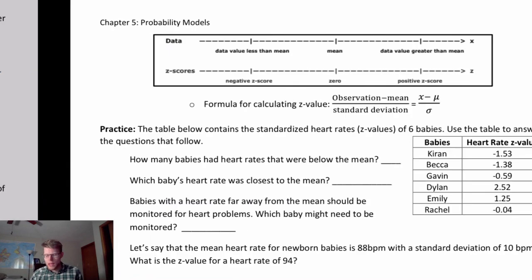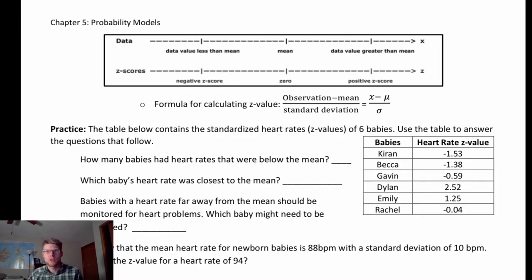Okay, so let's look at some examples here. There's a visual, first of all, of what we just said. And then this is how we would convert a data value to a z-value. We're going to take our observation, our particular data value, minus the mean, and then we're going to divide it by the standard deviation of our variable, the data we're looking at.